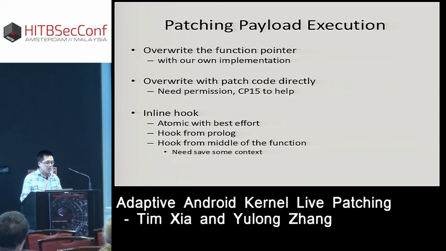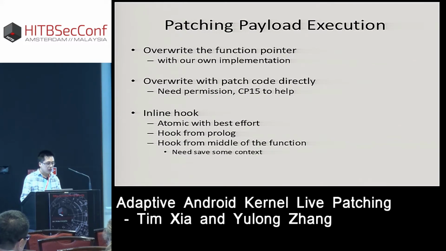Basically, how we do the patching is to override some function pointers with our own implementation. And we can also patch code directly, like modifying some values, especially some static variables in the kernel. Sometimes it needs permissions. On ARM 32-bit devices, we can use a coprocessor, like coprocessor 15.